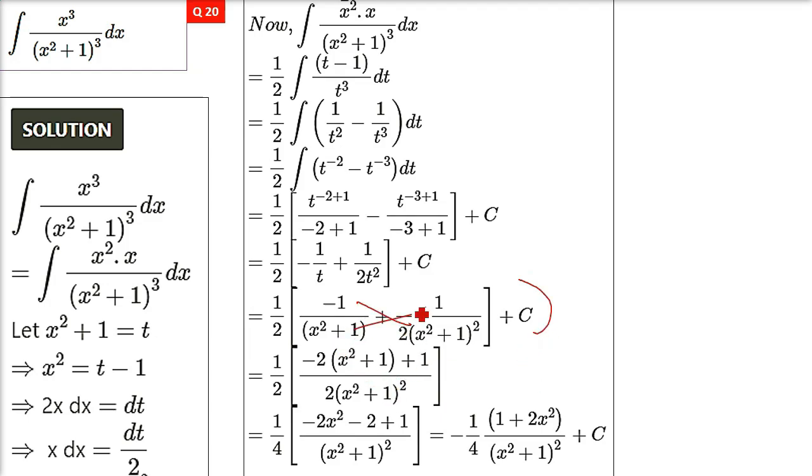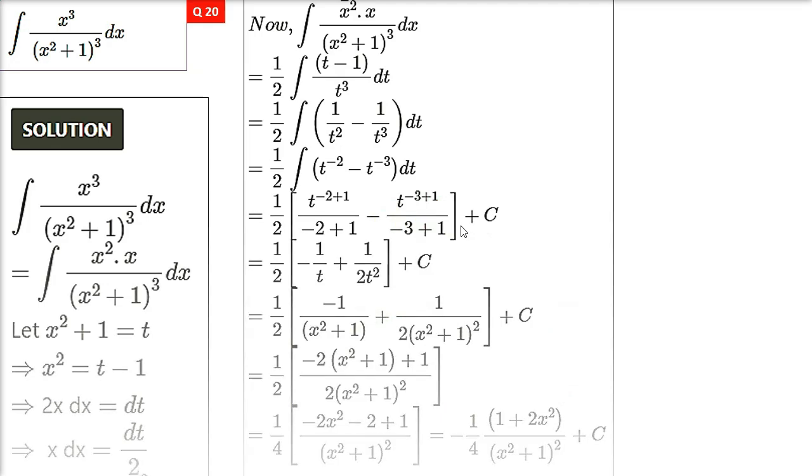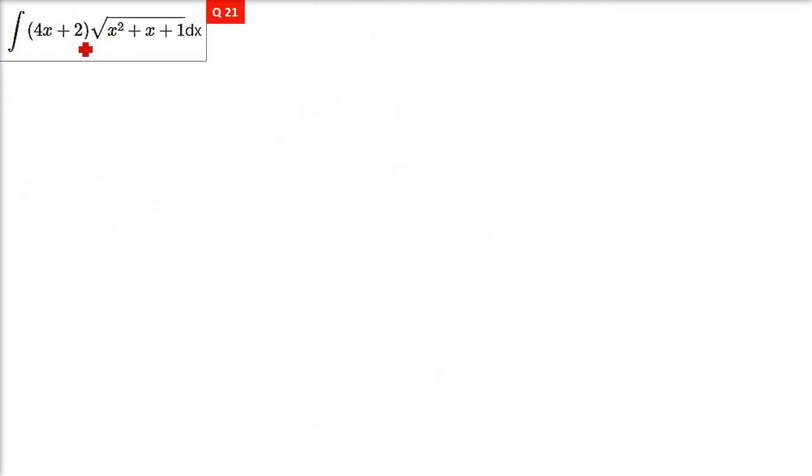So I have interpreted this question myself and solved it in a different way. You can follow some other way. The integral of (4x + 2) into under root of x square plus x plus 1, dx. Now this x square plus x plus 1, if you take it as t, t is x square plus x plus 1. When you differentiate this, dt by dx will be equal to 2x plus 1. Now there is no 2x plus 1.